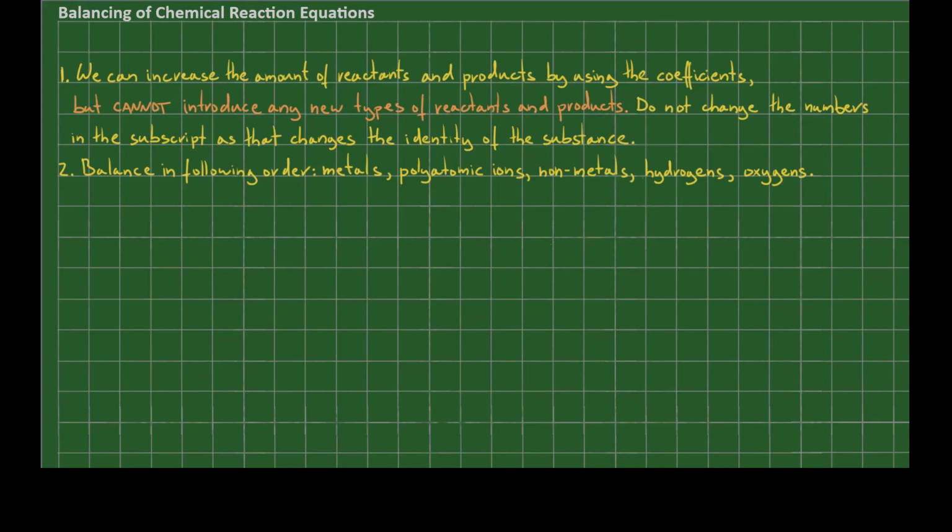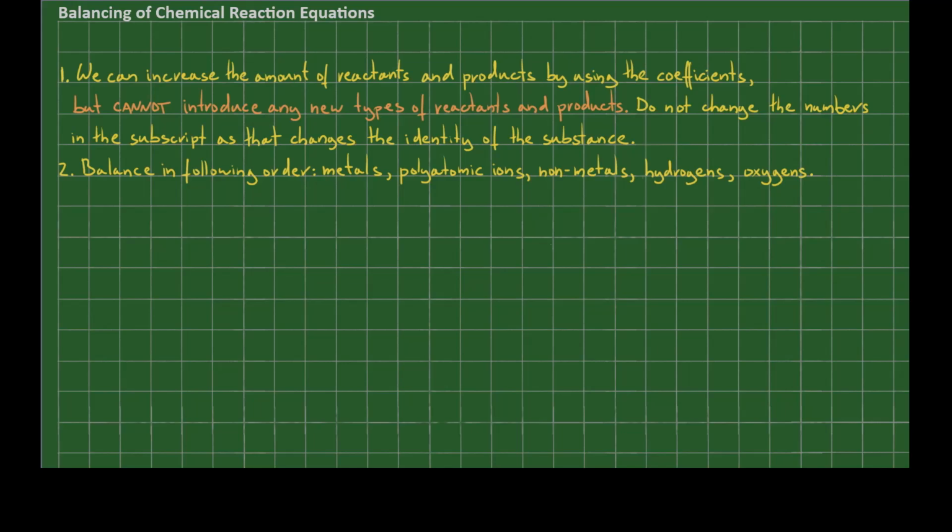This guideline is also telling us that we should not change the numbers in the subscript, as that changes the identity of the substance and therefore introduces new types of reactants and products. The second guideline is telling us which order to follow when we balance the equations. And generally speaking, the balancing of chemical reaction equations is easier if we balance metals first, followed by any polyatomic ions that might be present, then nonmetals, then hydrogens and oxygens at the very end.